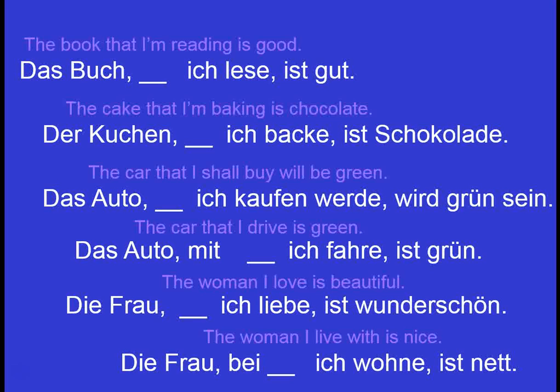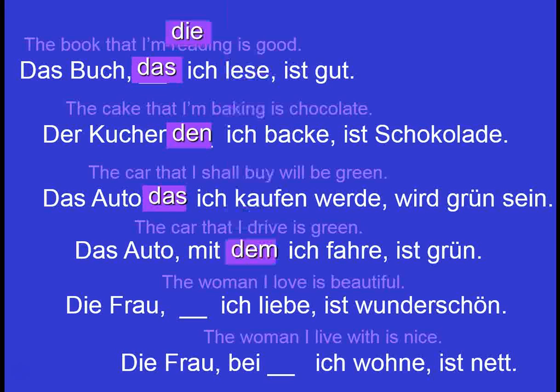Resuming for the answers. Das Buch, das ich lese, ist gut. Der Kuchen, den ich backe, ist Schokolade. Das Auto, das ich kaufen werde, wird grün sein. Das Auto, mit dem ich fahre, ist grün. Die Frau, die ich liebe, ist wunderschön. Die Frau, bei der ich wohne, ist nett. How'd you do? Did you watch out for prepositions? Mit and bei? Danke.